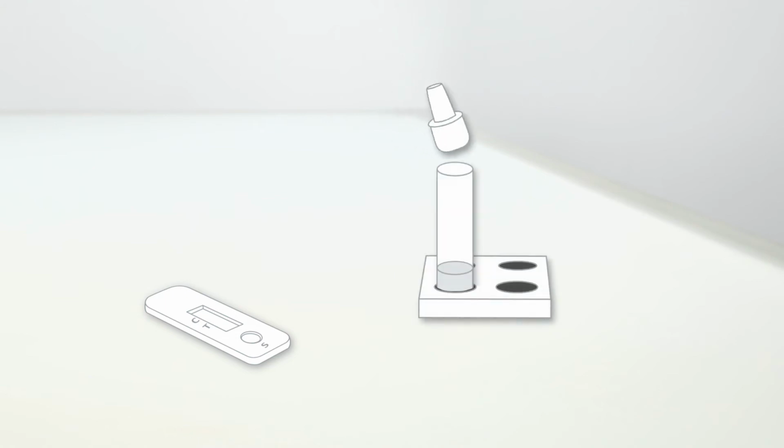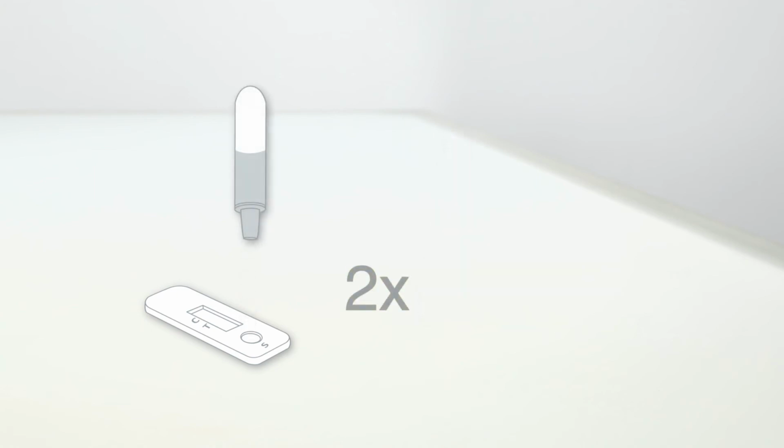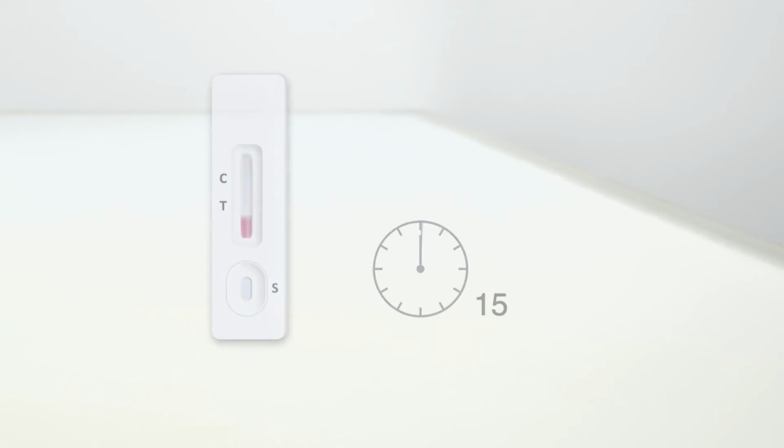Remove the test cassette from the foil pouch and place it on a clean and level surface. Attach a dropper cap to the extraction tube, invert the tube, and transfer 2 drops of the extracted solution to the specimen well of the test cassette. Read the result after 15 minutes.